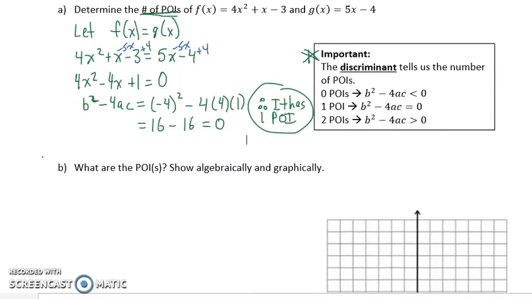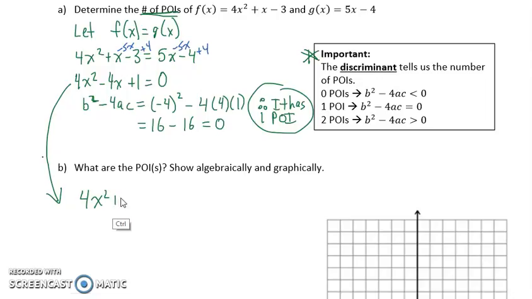What are the points of intersection? Show algebraically and graphically. Again, let's go back up to the equation that we had right here, and let's use that in the third and fourth step listed above to do this. We want to solve the resulting quadratic. So how are we going to solve 4x squared minus 4x plus 1 is equal to 0?